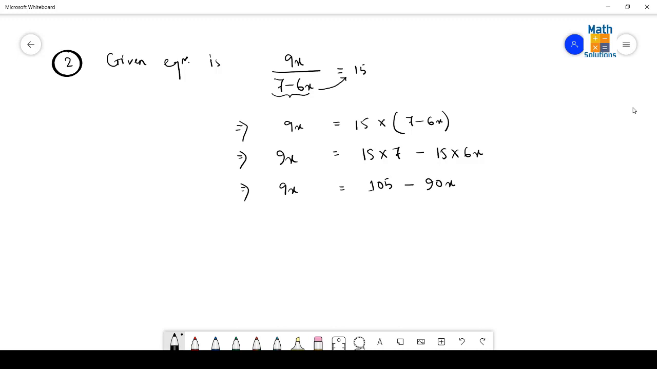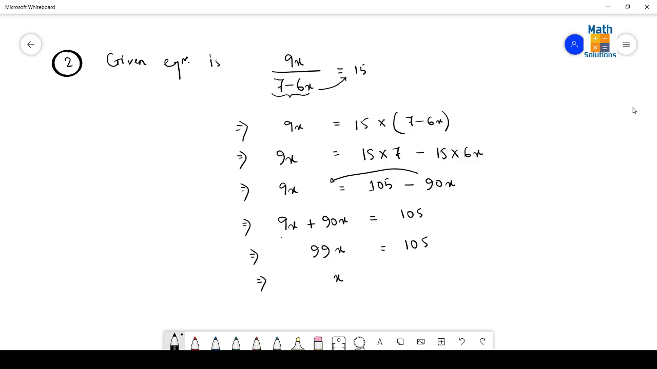90x. Now this will have to be shifted to the opposite side again like the previous sum. So it is plus 90x, that is equal to 105. After this, I get here, summing up, 9x plus 90x will be 99x here on the left hand side, and on the right hand side 105 will be as it is.